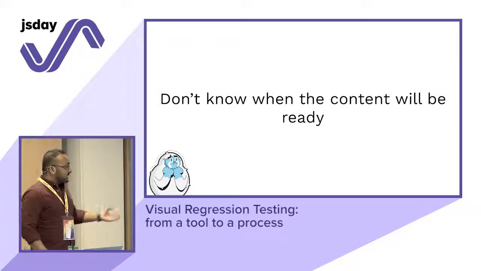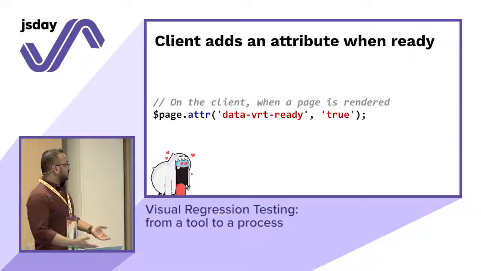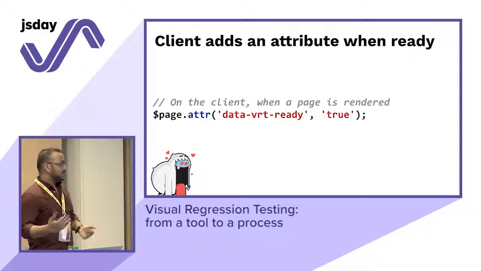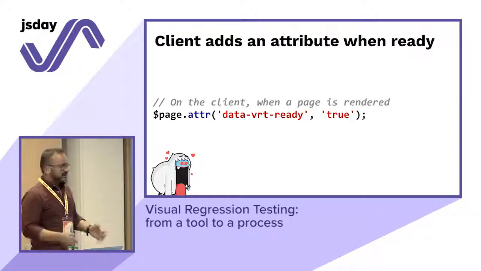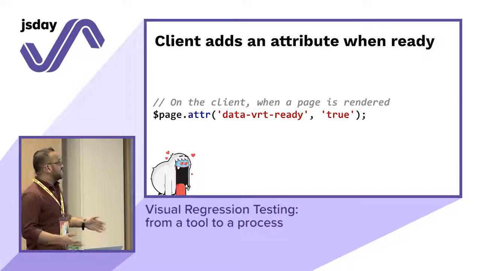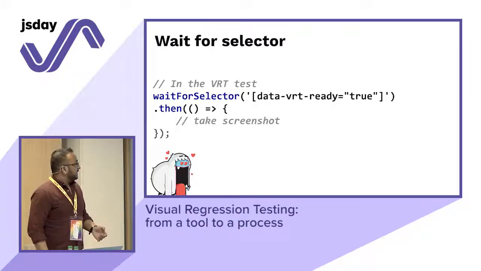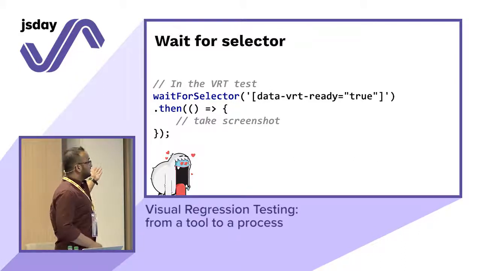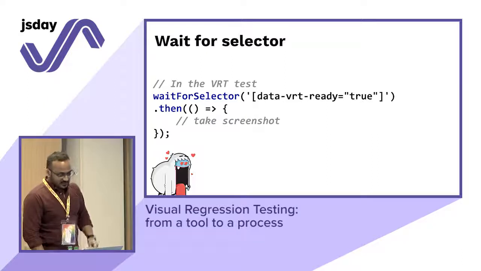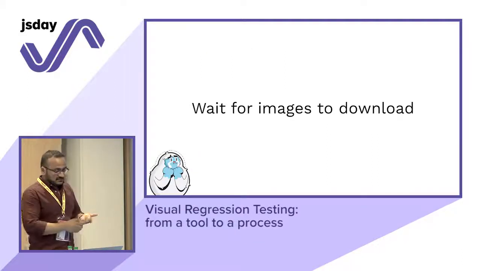So guess who always knows about when the page is rendered? It's the page itself. So what you can do, for example, as soon as the client is rendered, you can simply add a data attribute to the page. In this case, I'm using a jQuery-like API, but if you're using React or Angular, you can just add a data attribute anywhere in the page that tells you, hey, my page is ready to be taken a screenshot. And in our VRT, we can simply say, just wait for this selector, and as soon as it's available, take a screenshot.